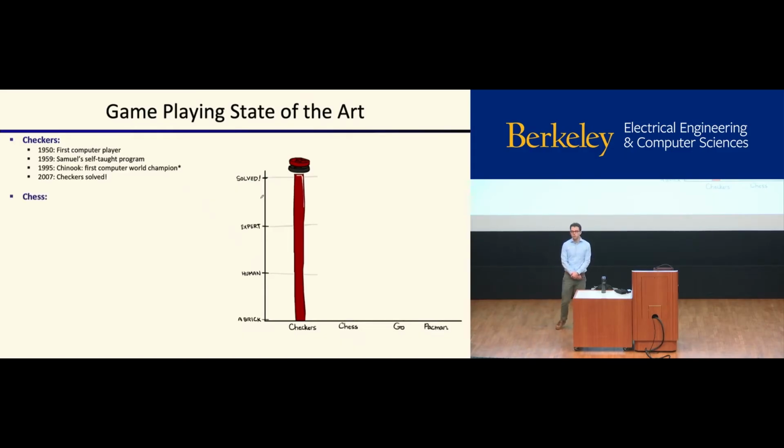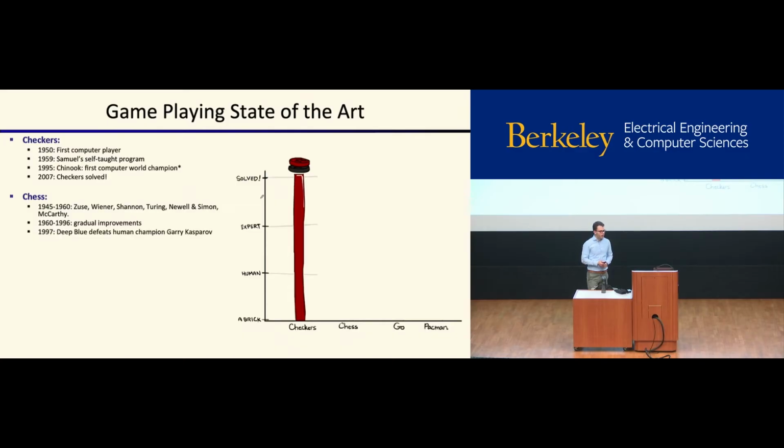Along the way, we were also looking at chess. A lot of people were looking at chess. It was kind of like the big one. And from 1960 or so to 1996, we were just gradually improving our chess playing abilities using some of the techniques that we'll talk about in this class. And then in 1997, Deep Blue, which was designed by IBM, defeated the human champion, Garry Kasparov.